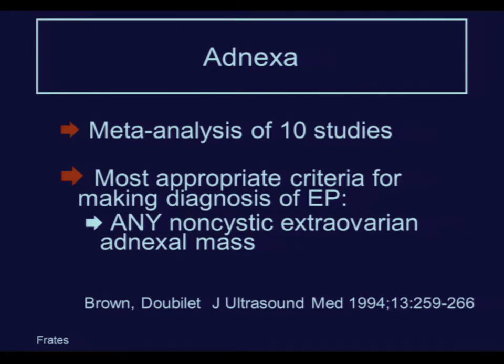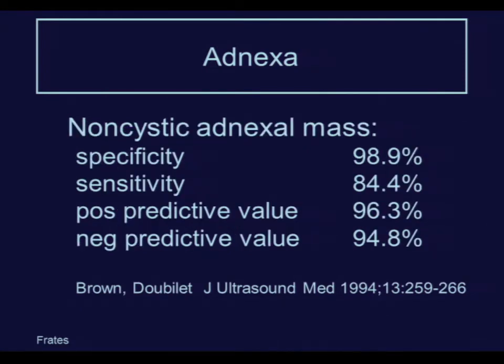So, non-cystic. We are not talking about ovarian cysts. We are not talking about para-ovarian cysts. The lesion of an ectopic pregnancy is not a simple cyst. Next word, extraovarian. A lesion that is on the ovary or part of the ovary is highly unlikely to be an ectopic pregnancy. We're looking for masses that are not on the ovary and not simple cysts. And when you have that non-cystic extraovarian mass, the specificity for ectopic pregnancy is 99%, sensitivity 84%, and a positive predictive value of a very high 96.3%.